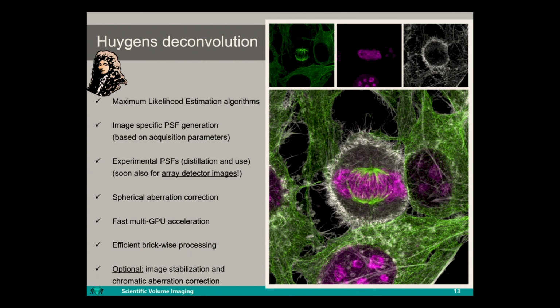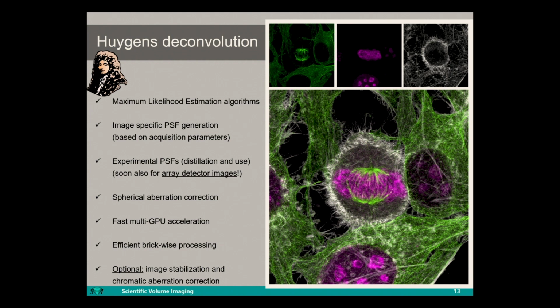The point spread function is accurately modeled for each specific image by taking the exact acquisition parameters into account. Very soon we will also support experimental PSFs that include aberrations of the specific imaging system that you have. So Huygens deconvolution and the PSF generator can even take care of spherical aberration correction. Then we also have the point that Huygens can process via multi-GPU, so if you have multiple GPU cards, those are supported, and brickwise processing can be applied, which enables you to deal with very large datasets.